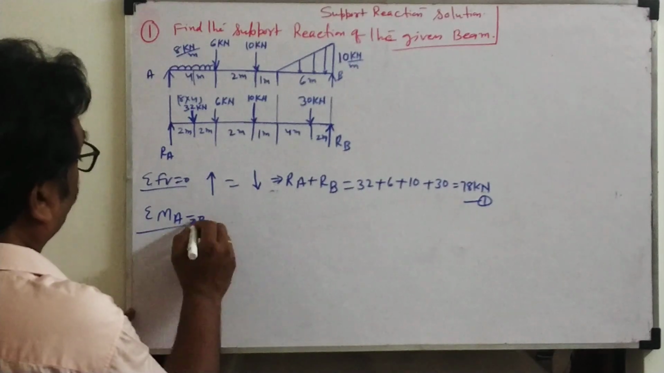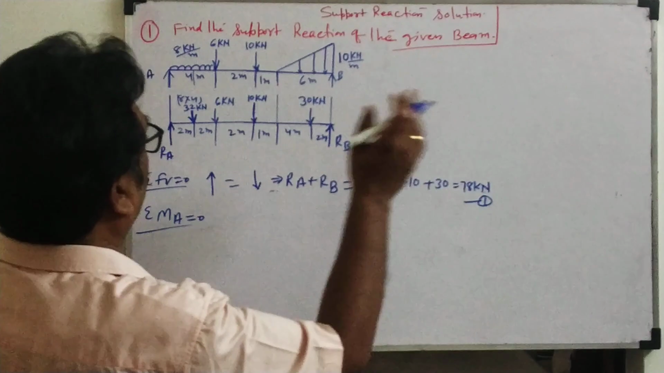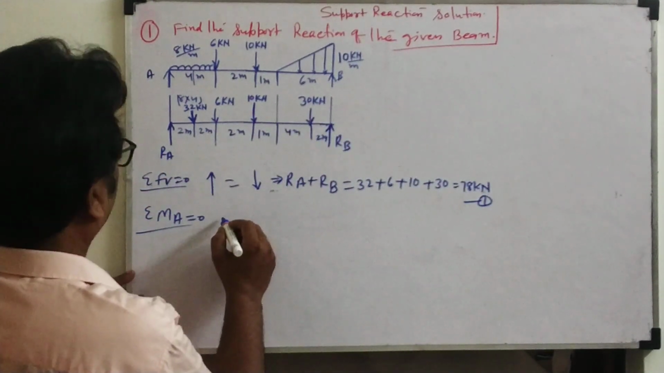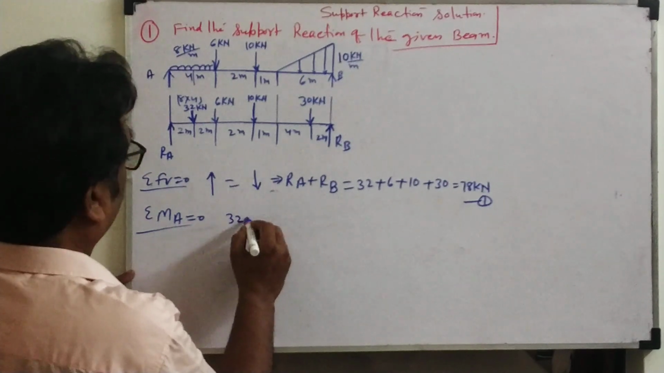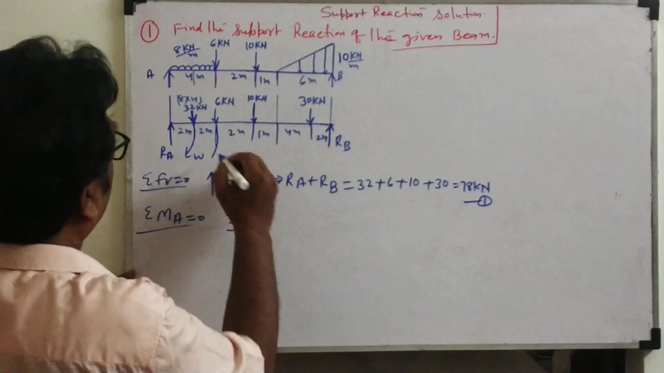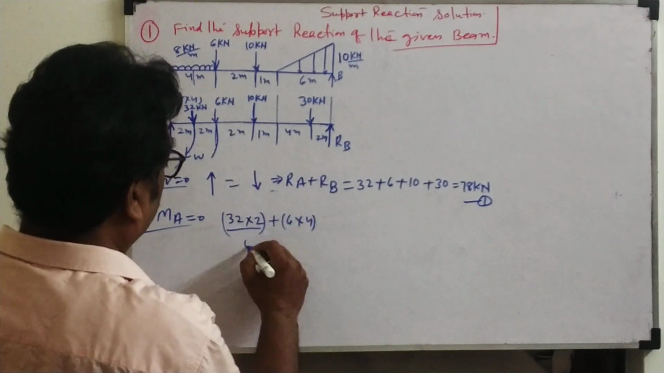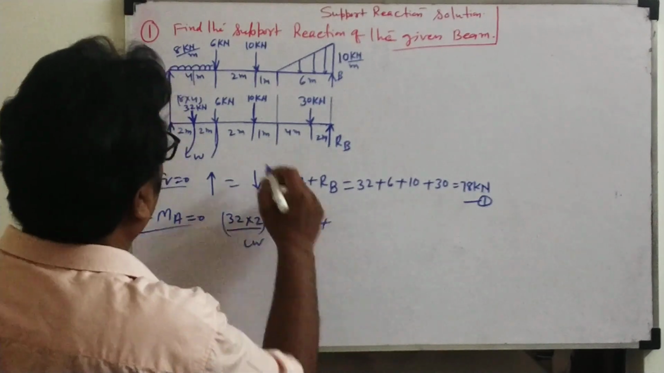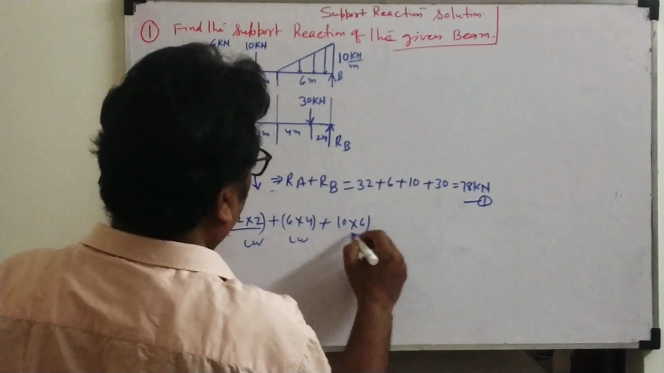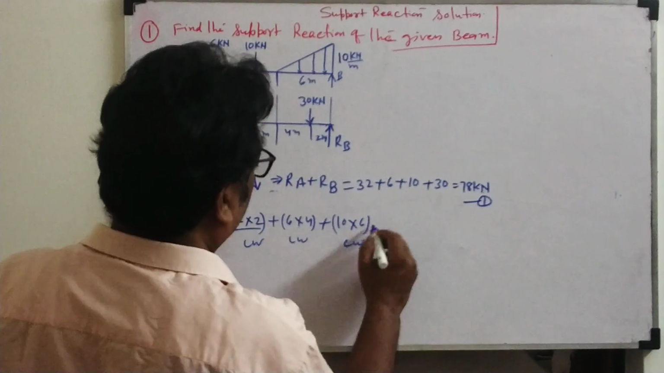Now just treat it like a point load problem. Look, how we draw this load diagram, only that you have to be careful. So what is this moment? 32 into 2. What is this rotation? Clockwise. 6 into 4 plus 6 into 4. What is this rotation? Clockwise. Plus 10 into 6. What is the rotation? Clockwise.